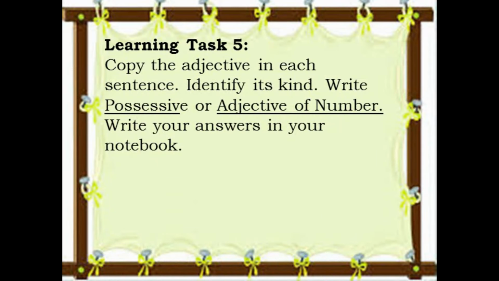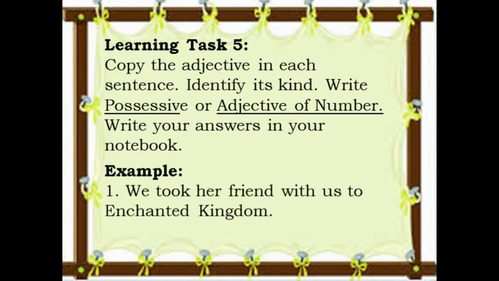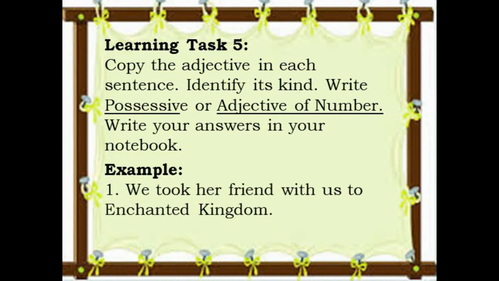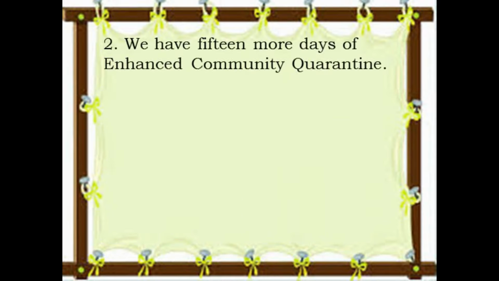Let's proceed to learning task 5. Copy the adjective in each sentence. Identify its kind. Write possessive or adjective of number. Write your answers in your notebook. Let's have number 1 as example. We took her friend with us to Enchanted Kingdom. So answer: adjective, her, kind, possessive.